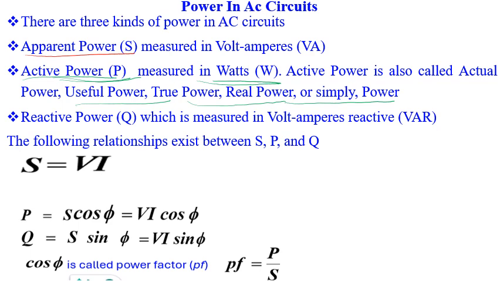Active power is represented by P and measured in watts. When they say reactive power, it is represented as Q, and it is measured in volt-amperes reactive, so VAR. So when you see a power quantity and they give you the unit as VAR, just know that it is reactive power.